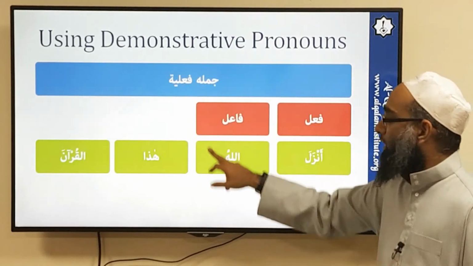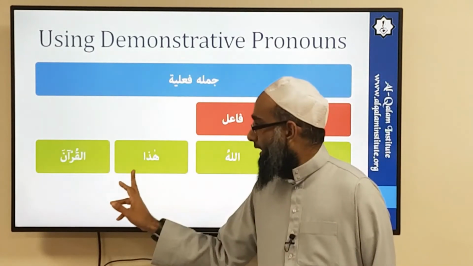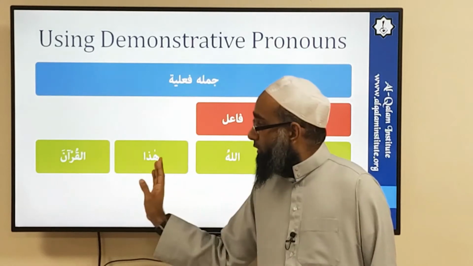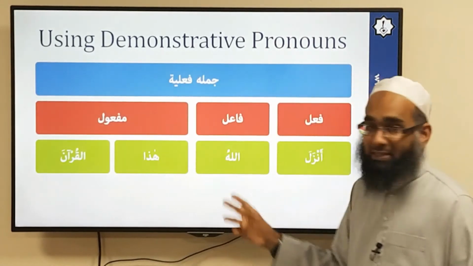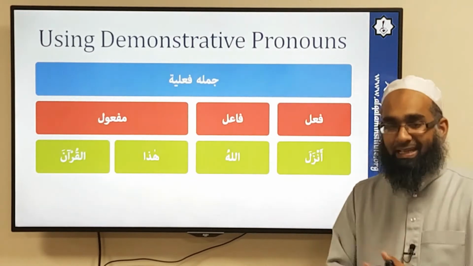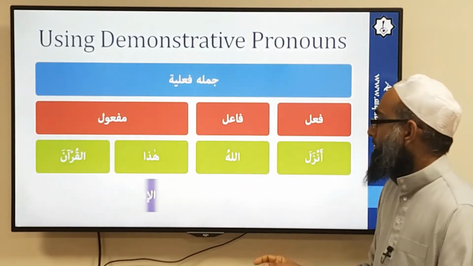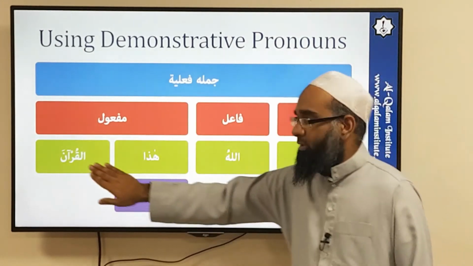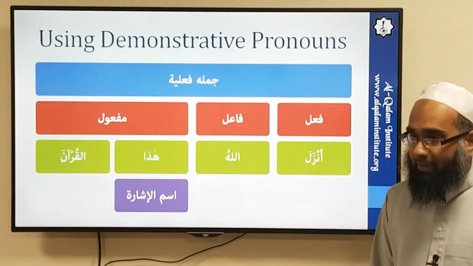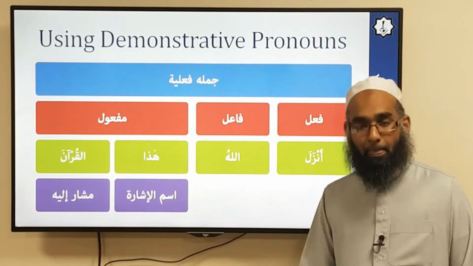The Lafzul Jalala becomes what? Fa'il. And then what is this becoming? مفعول. No, مفعول, the whole 2 words. Why? Because now this is a phrase. 2 words have taken the slot of a single word. 2 words have joined together to fit into 1 slot. And this is going to be ism al-ishara, and it's going to be mushar ilayh. Do you understand? And how do you translate this?